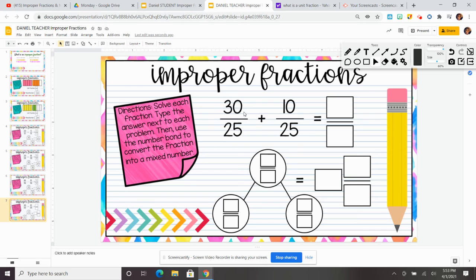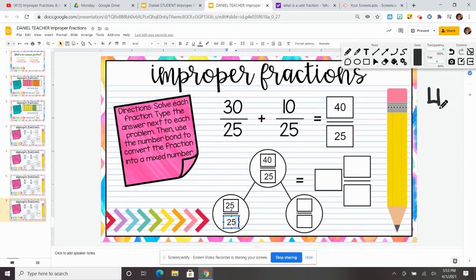All right, now I have 30/25 plus 10/25. That gives me 40/25. All right, so I'm going to type 40/25 here. All right, and so what am I going to put here to make one whole? You're correct if you said 25/25. All right, that is one whole. Then I think 40 minus 25.